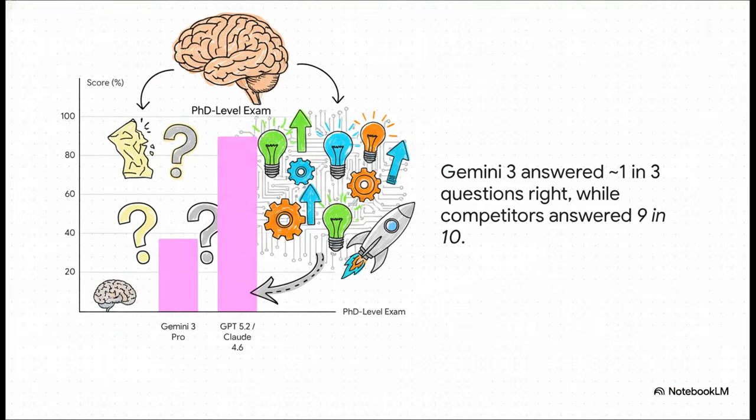On a PhD-level humanities exam, Gemini 3 Pro was scraping by with a score around 37%. At the same time, its top competitors from OpenAI and Anthropic were blowing past 90%. That is the difference between getting maybe 1 in 3 questions right and acing the test with 9 out of 10. That's not a gap, it's a canyon.